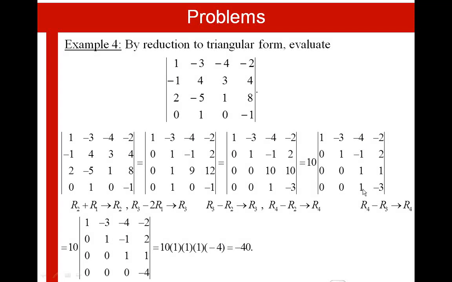Now we need to eliminate this. To eliminate this, we use the third row as a reference, R4 minus R3 in R4, to obtain this matrix. Now the matrix is upper triangular, and as we have seen before from the properties of determinants, the determinant of this matrix is equal to 10, which is the factor here, times the elements along the main diagonal, 1 times 1 times 1 times minus 4, which is equal to minus 40.